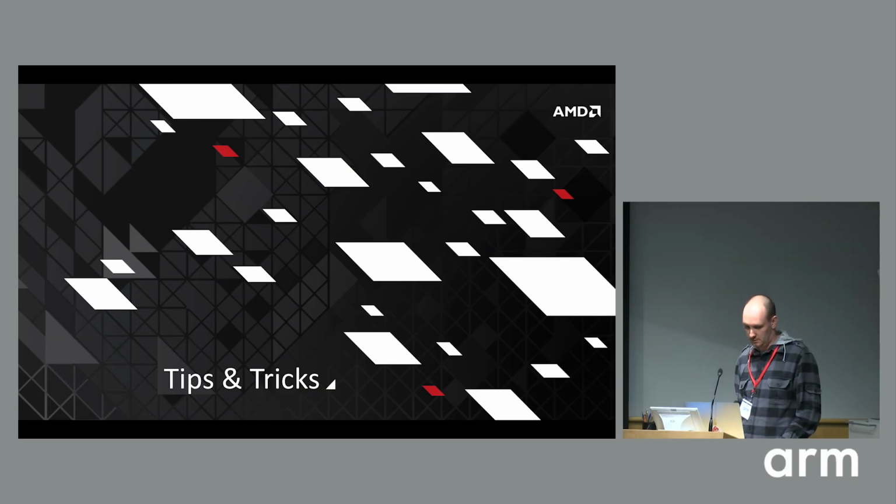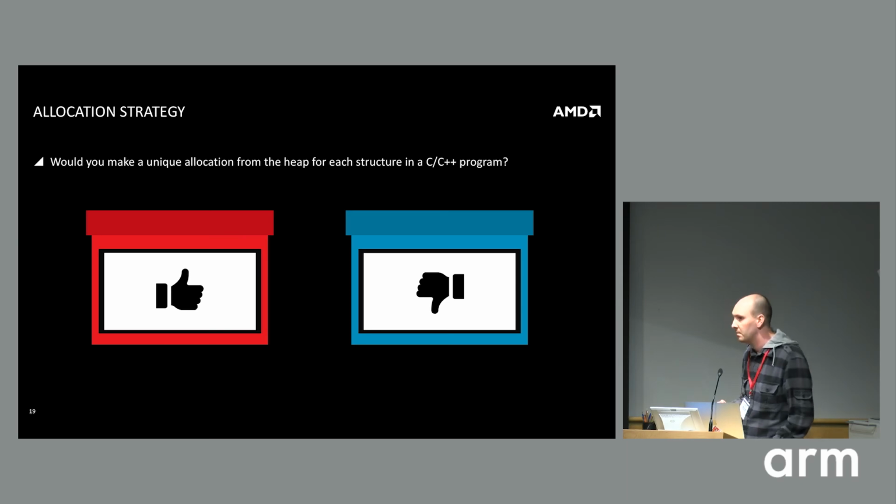Okay, so some tips and tricks. We'll start with a little game. So how many people here would make a unique allocation for every structure or class in a C or C++ program? If you're voting for the red box, will you put your hands up for red? One guy with the red, okay? Yeah, sorry, red for no. Thumbs up for red if you would do it. Blue box, no, you would not do this. Hands up if you would not do this. Okay, so we had no red and mostly blue.